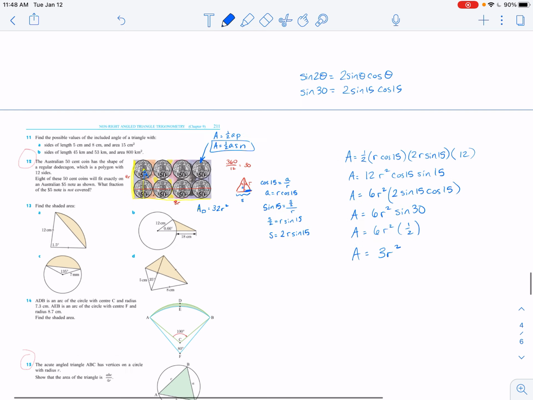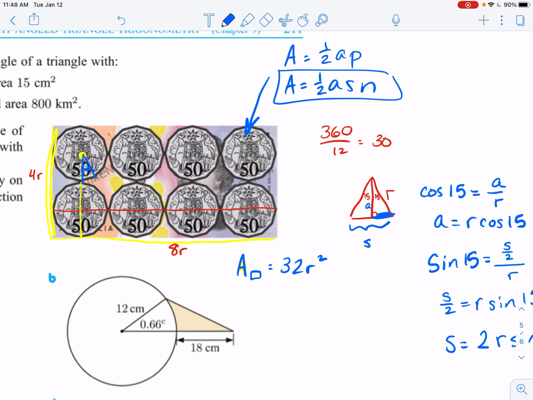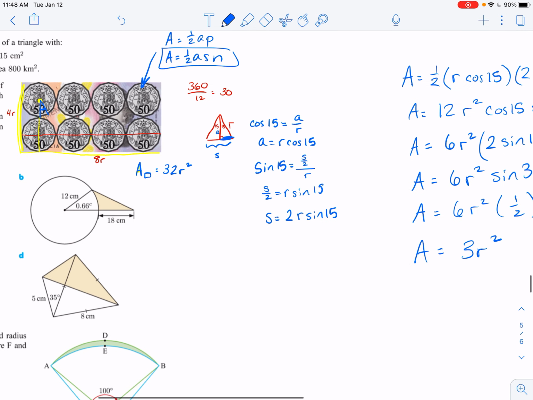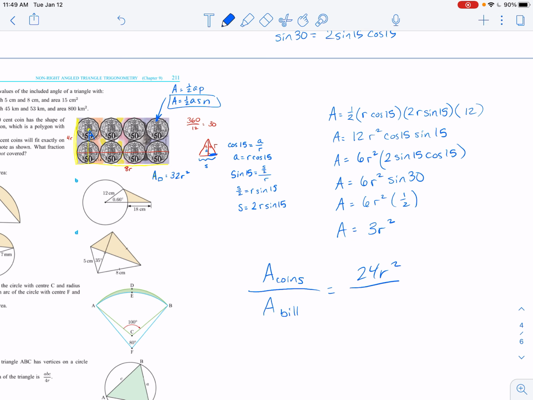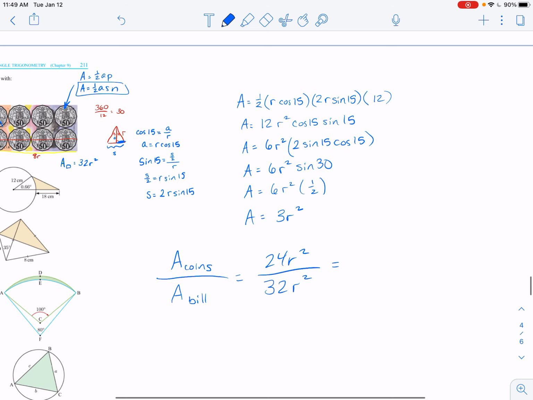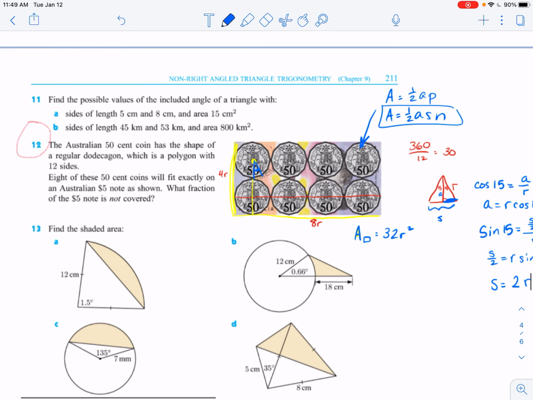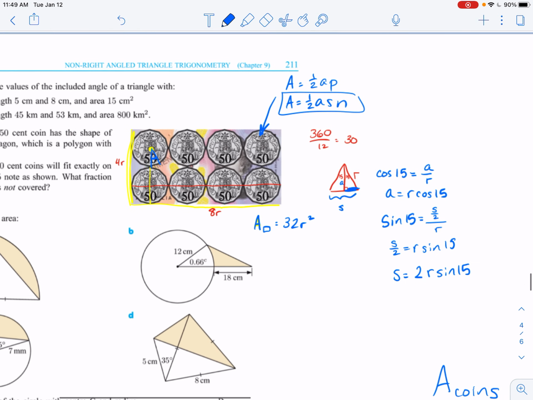That was the area of one individual coin, and we have 8 coins. So the area of the coins divided by the area of the bill is 8 times 3r squared, which is 24r squared, over 32r squared. The r squareds cancel, I can divide by 8, and I get 3/4. Did I answer the question they asked? What fraction of the note is not covered? So 1/4.